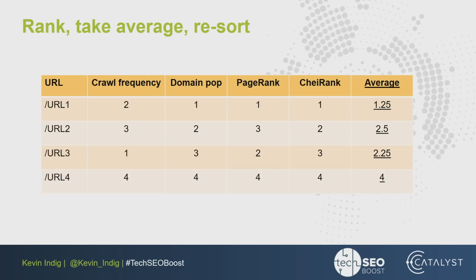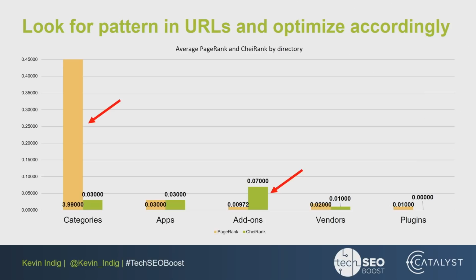And then you take the average of all of these values, you resort it, and then you get a list of the actual strongest page types and the weakest ones. This is a distribution from the crawl that I did, the example that I mentioned earlier. And I identified the page types that get the most PageRank and have the highest KaiRank.